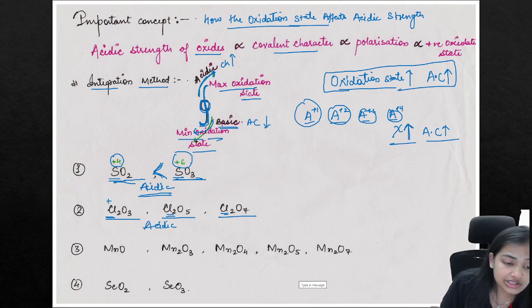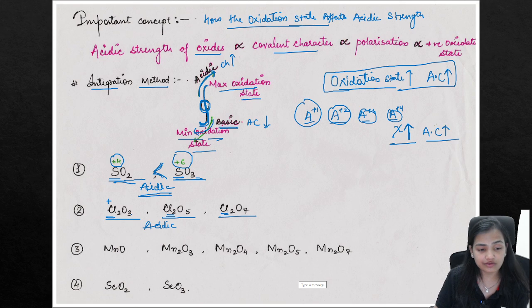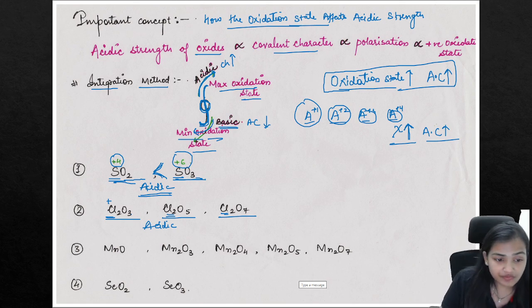We will be focusing on their oxidation state. I will be taking one session on oxidation state as well, so if anybody of you doesn't know, you will be able to understand all this. Here the chlorine is in its plus 3, here it is in its plus 5, and here it is in its plus 7. So as the oxidation state increases, the acidic character increases.